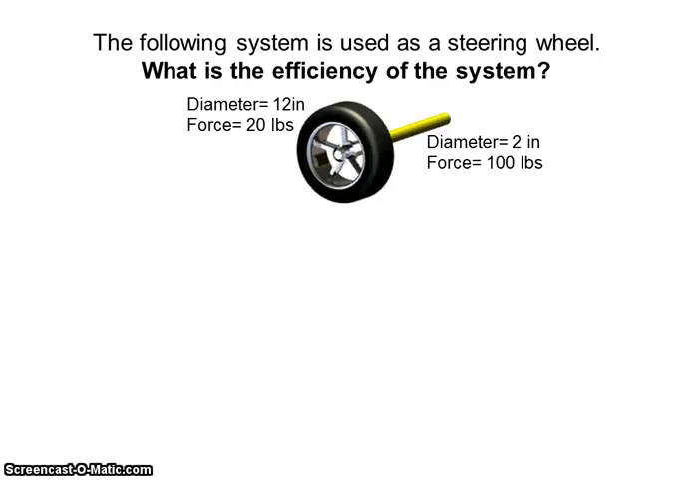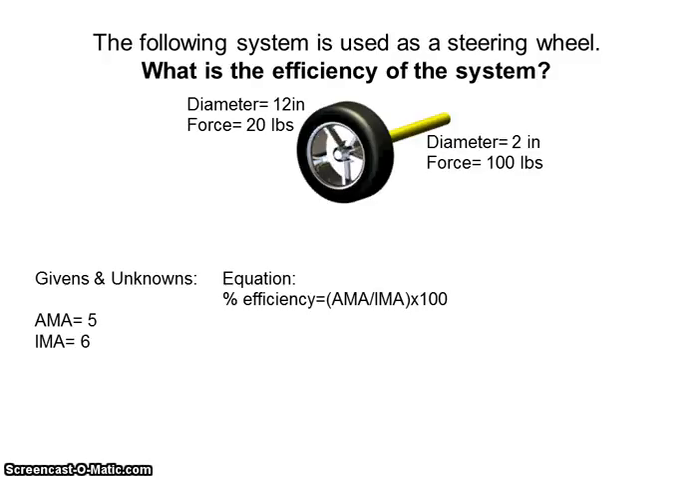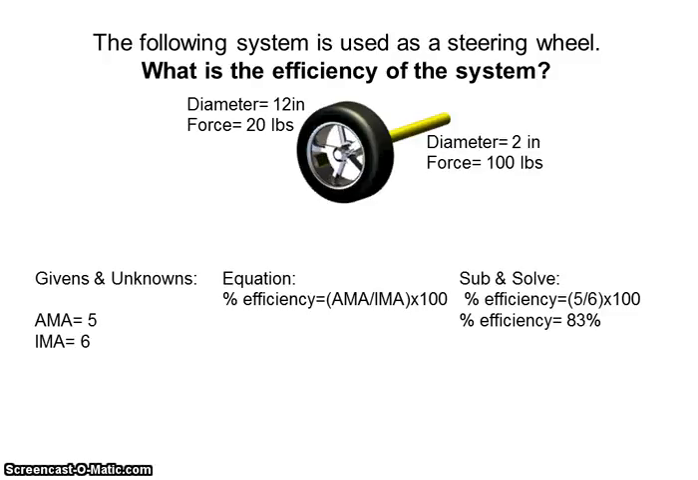Now the efficiency of the system, all we have to do, we've got our AMA and our IMA of 5 and 6, plug it into our percent efficiency equation, and that 5 over 6 times 100 is going to give us an 83% efficiency. So now I want you to try those other sample problems on your own.